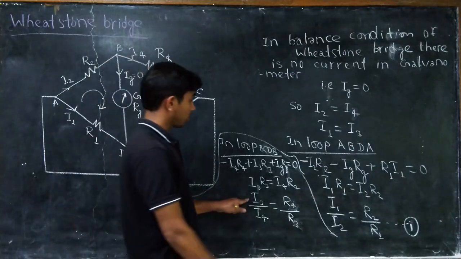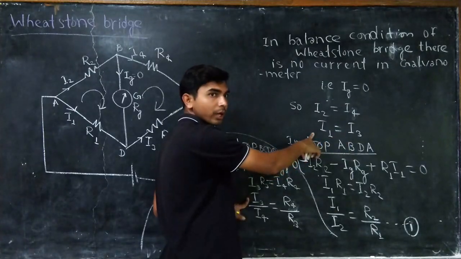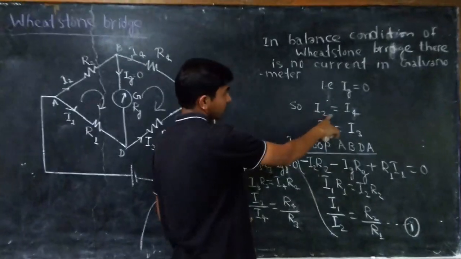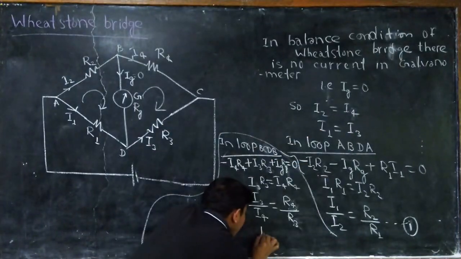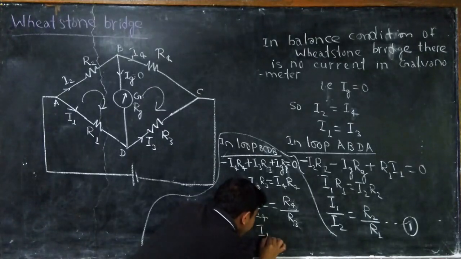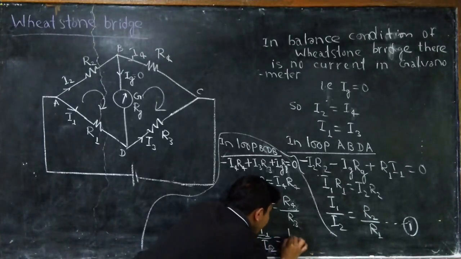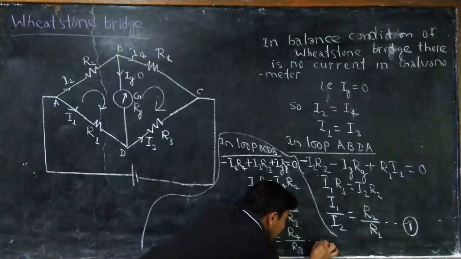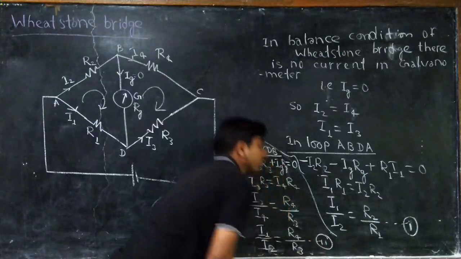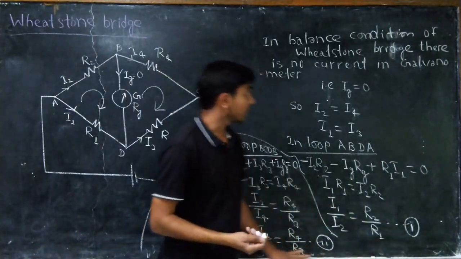Now you are able to see that your I3 is equal to I1, right? And your I4 is equal to I2, right? So we will replace these two. So we can write here I3 is equal to I1, and I4 is equal to I2, and this value will come R4 by R3, right? So this is your equation 2, right?